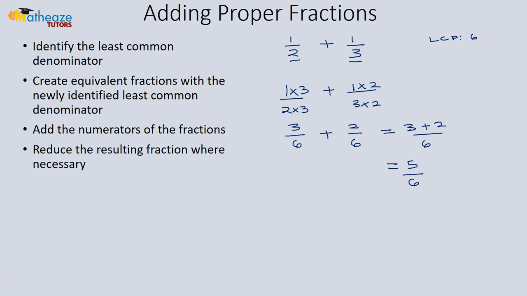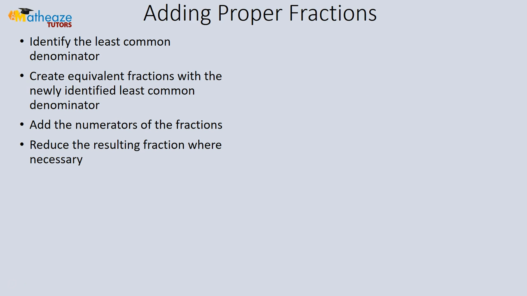Let's try a few more examples. Let's try 3 over 7 plus 8 over 21. So now let's look at the least common denominator for 7 and 21.